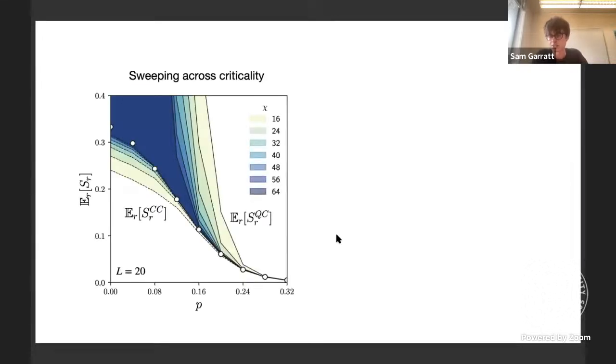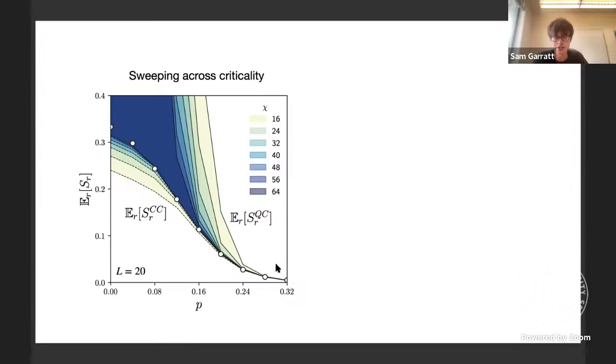Okay, so what do we see? Let's first think about sweeping across criticality. Let's fix the system size and vary the measurement rate. First off, let's look at the exact results. The exact results are represented by these white dots. This is the entanglement between the two boundary qubits after measuring all of the bulk degrees of freedom.